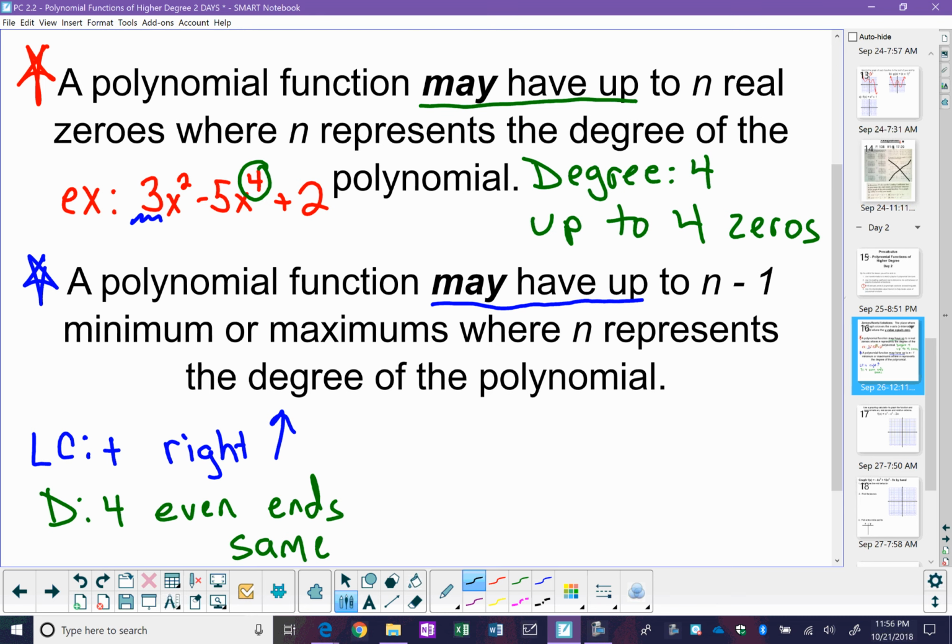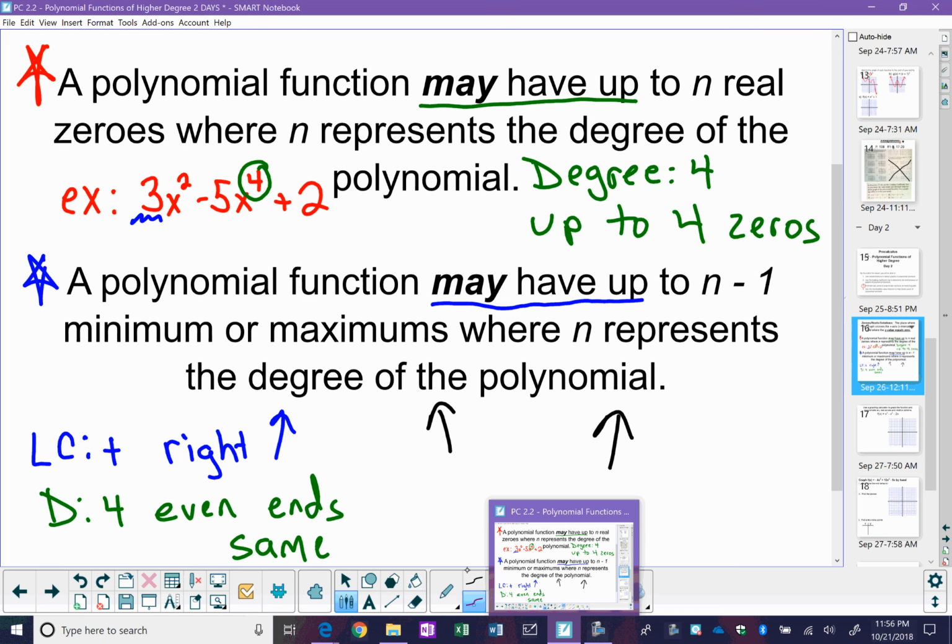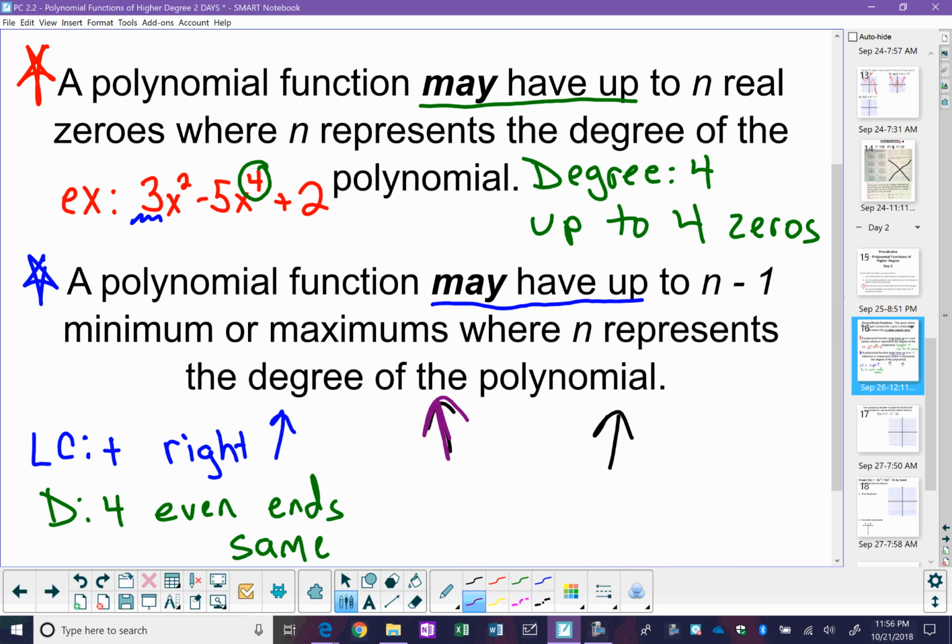So here's what I know so far. I know my right-hand side goes up, and I know my ends are the same, so my left-hand side must also go up. What it doesn't tell me, and let me just change the color on this so we don't get it confused with the axes, is how many times it crosses the x-axis. But I know I can have up to 1 less than the degree.